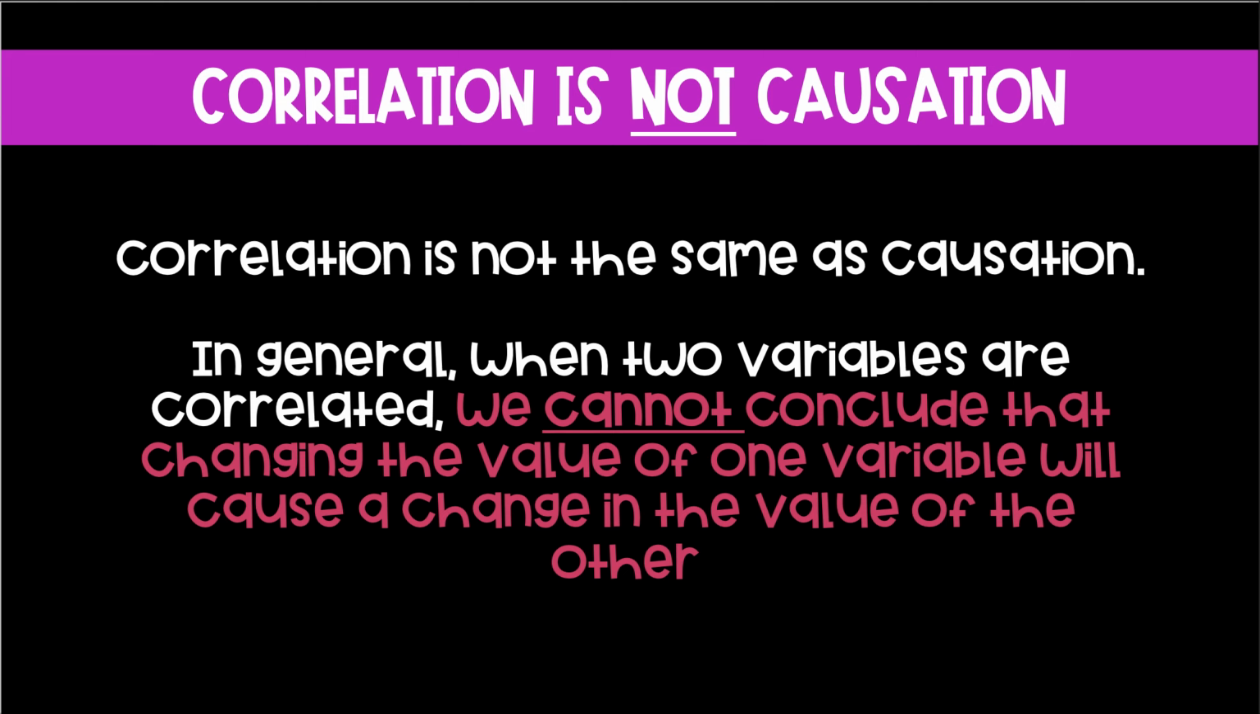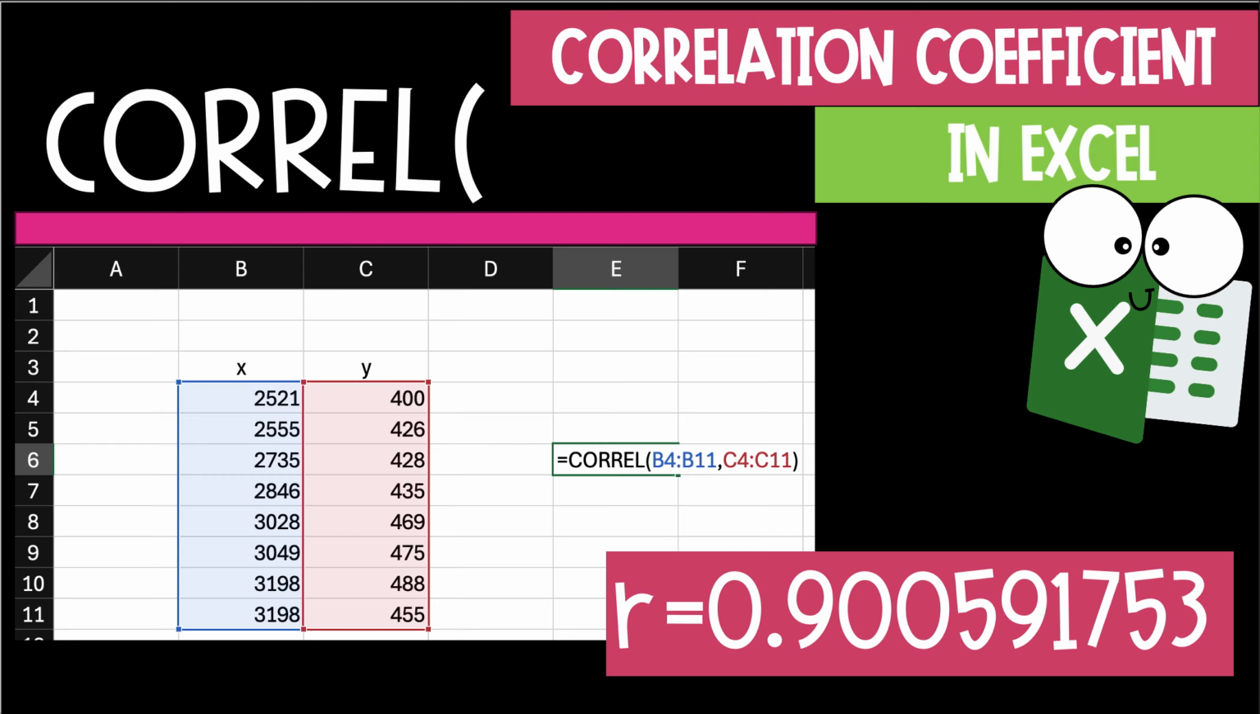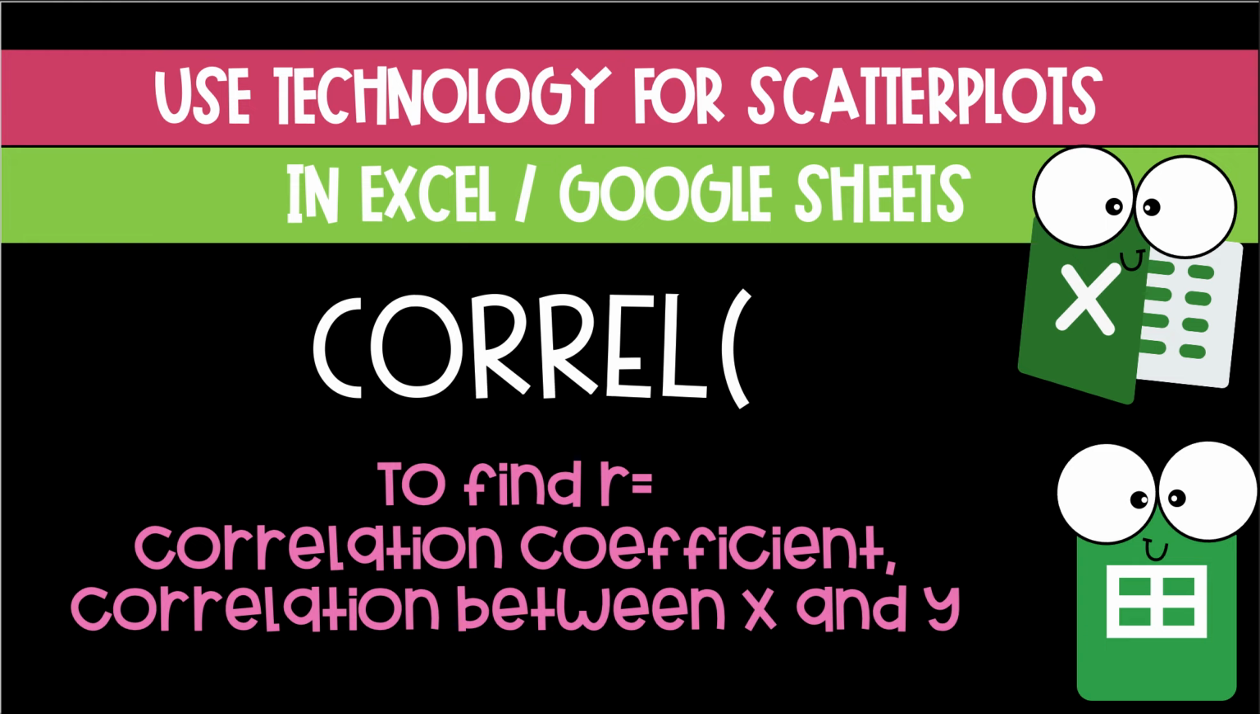And just in case you hadn't taken notes, remember the command you're going to use in Excel or in Google Sheets is going to be CORREL, and then you select both of your variable columns for your values, separated by a comma. If you want to, you can practice finding this one on the screen in Excel or Google Sheets. And this is the command, if you're taking notes, to find the correlation coefficient, which represents the correlation between X and Y.